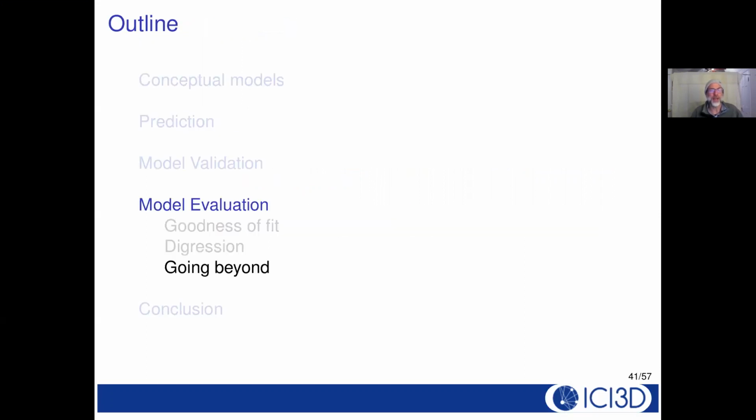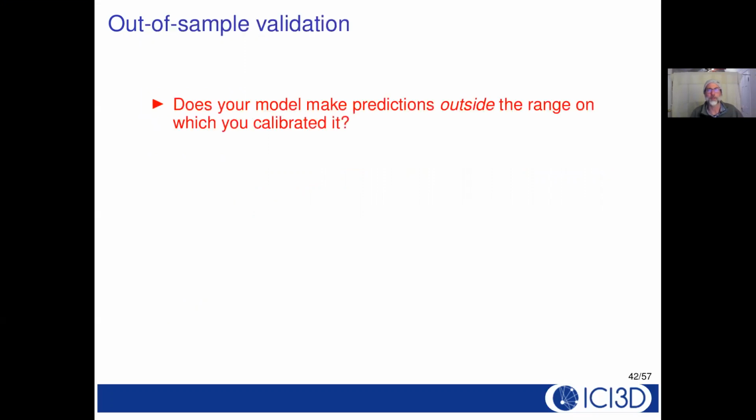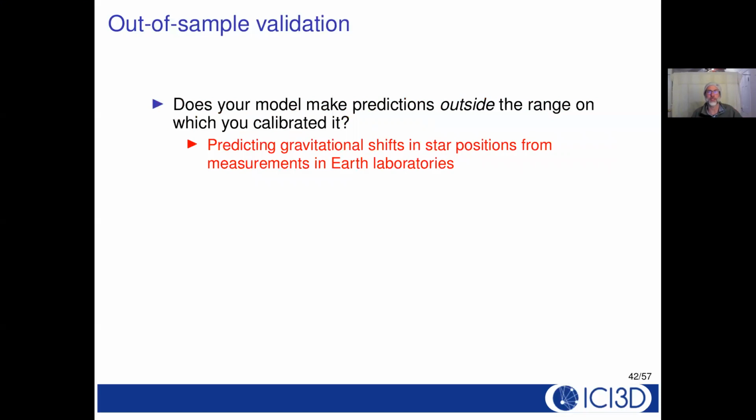We can go beyond how our model fits the data, and there are a lot of techniques for that, a little beyond the scope of this lecture, but the key question is, does your model make predictions outside the range on which you calibrated it? And we can do this by coming up with a new problem, or we can do it by packaging up our calibration method and trying it on subsets of the data.